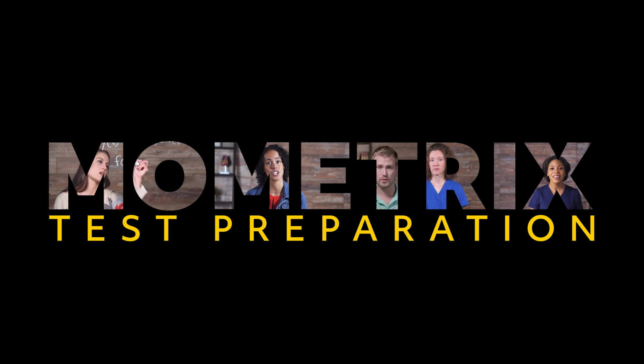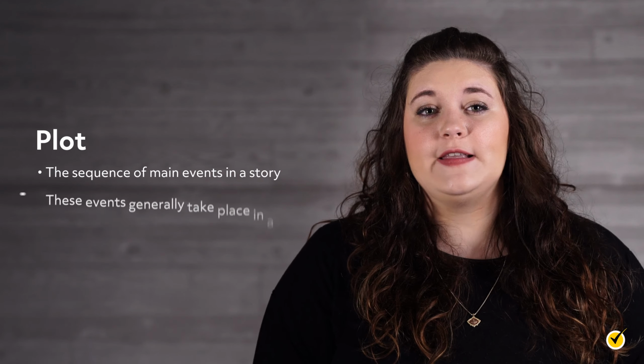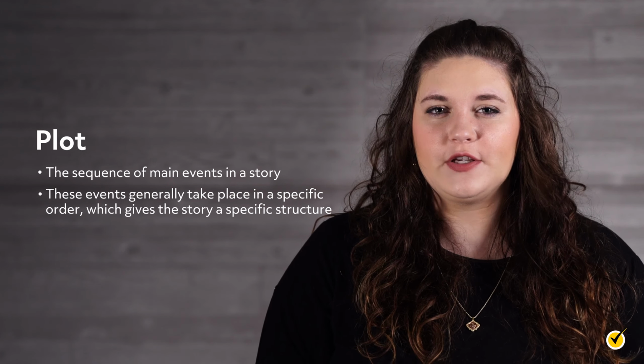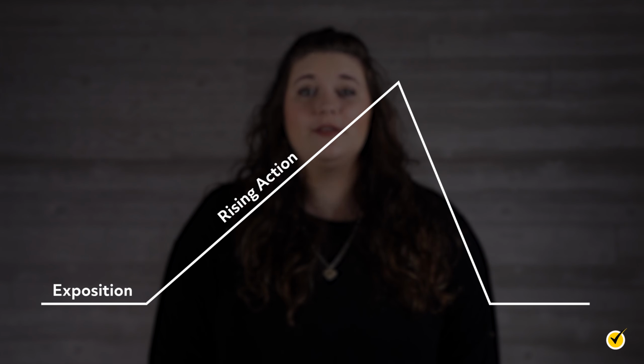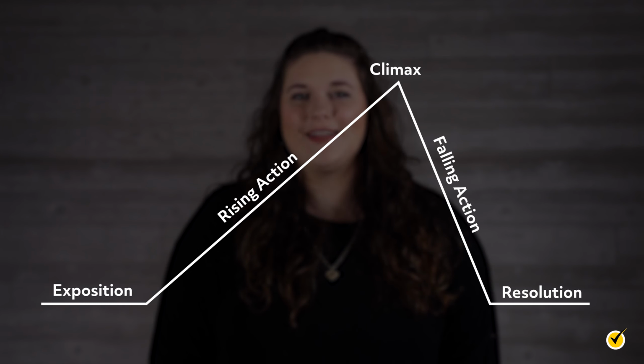Whether it's a simple tale, like The Three Little Pigs, or a long-winded play like The Tragedy of Hamlet, a well-told story will always have a defined plot. A plot is the sequence of main events in a story. These events generally take place in a specific order, which gives the story a specific structure. This structure can be divided into 5 basic elements: exposition, rising action, climax, falling action, and the resolution. Let's take a look at each of these.